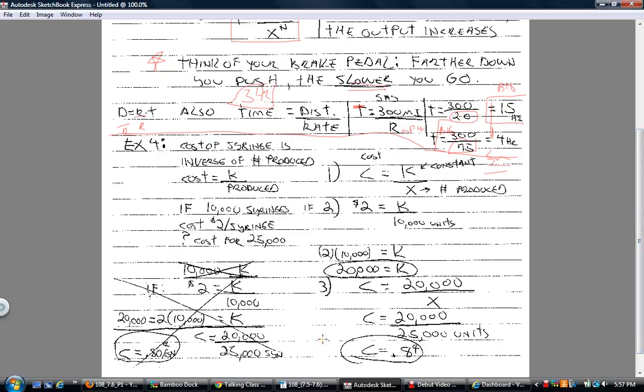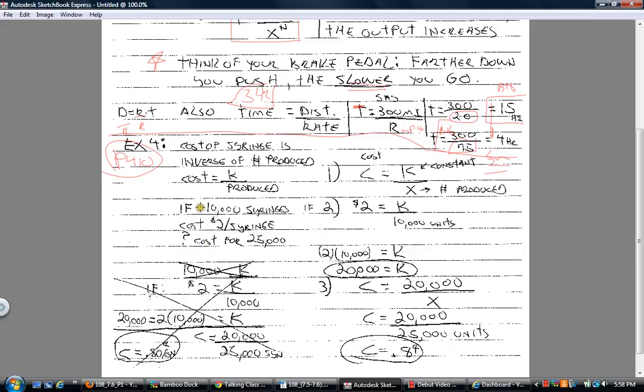Look at example 4, syringes. I think this is in the book, on page 410. They tell you it costs $2 a syringe for 10,000 syringes produced. This is a business problem, by the way. Anybody going to go into business? This is a classic business problem. 10,000 syringes cost you $2 per syringe. What's the cost for 25,000? That is the problem.